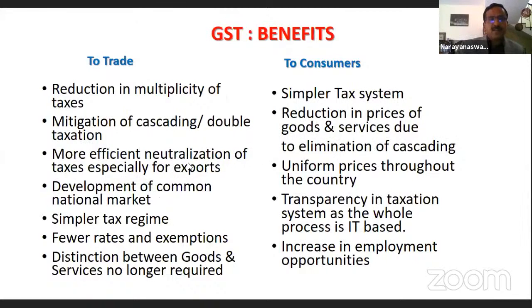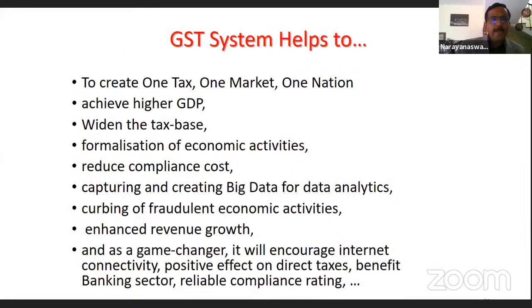It has an impact on manufacturers, traders, and consumers, because as I've already been explaining, from multiple taxes we have come down to practically one tax, and there is a lot of transparency, IT-based. Initially, there will be difficulties. Obviously, any change will have difficulties, and we need to manage those changes. For the government, for the country, GST helps to create one tax, one market, one nation.